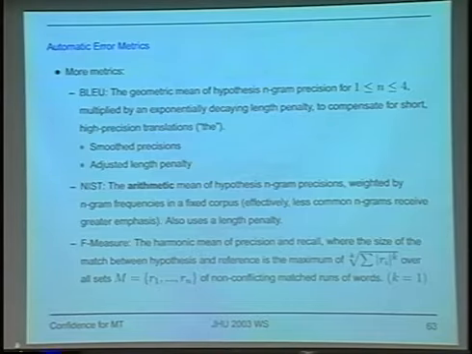So the F measure is just the usual F measure, the harmonic mean of precision and recall. But the interesting part is the way in which we define the size of the match between a hypothesis and a reference. So it's the maximum of this expression, which is basically some sort of averaging over the length of these runs, non-conflicting runs of words.